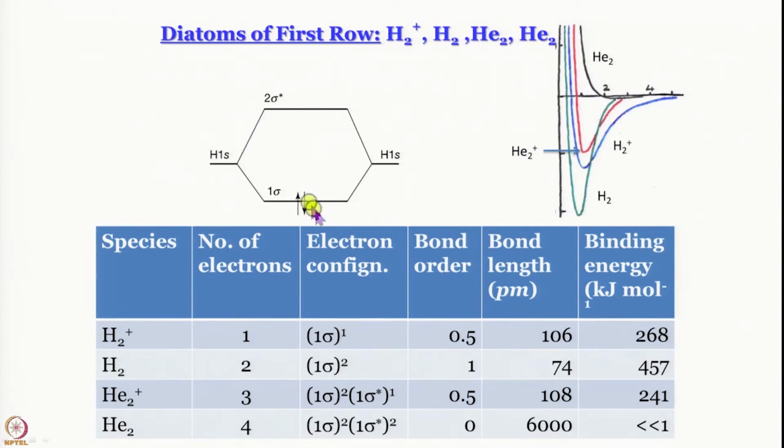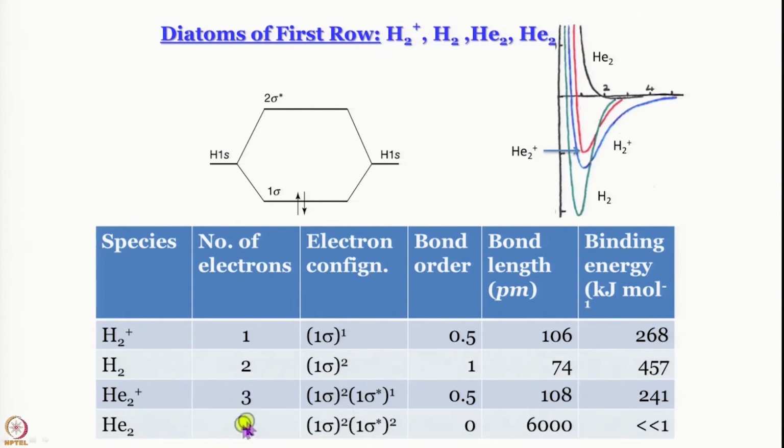H2 bond order is 1 because 2 electrons are there in the bonding orbital, no electron in the anti-bonding orbital. Bond length is 74, which is not very far away from the reality. Binding energy turns out to be 457 kilojoule per mole.